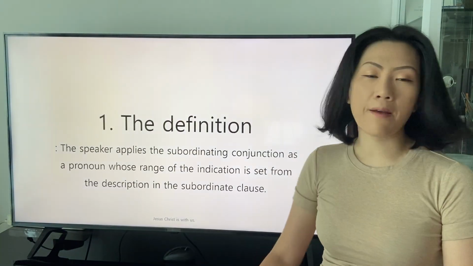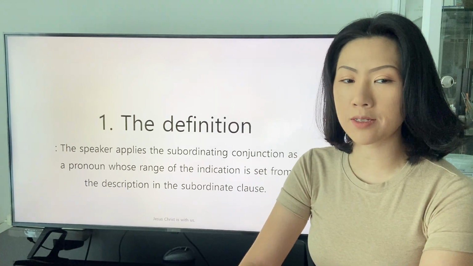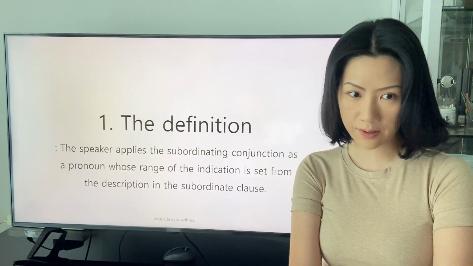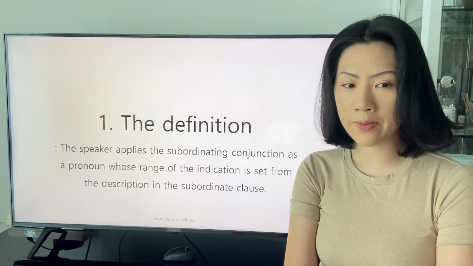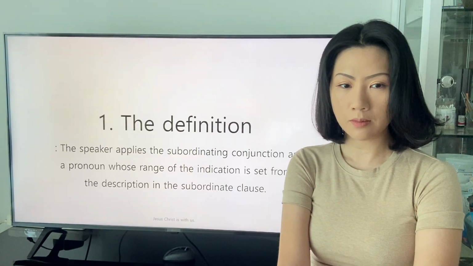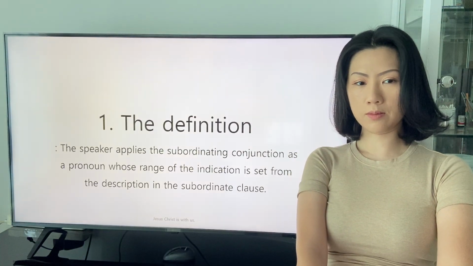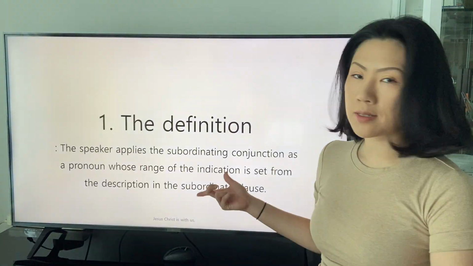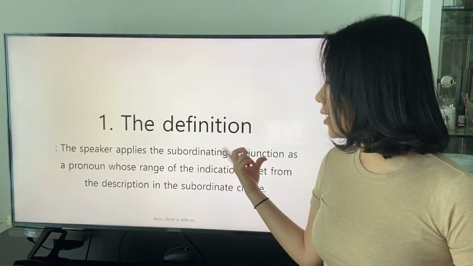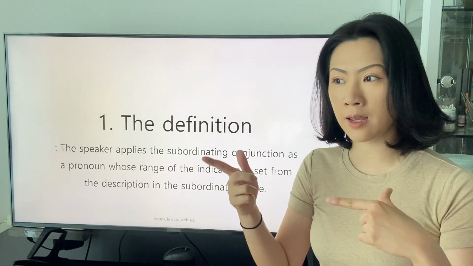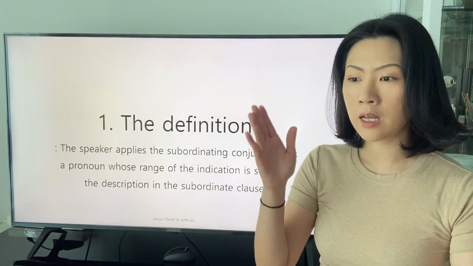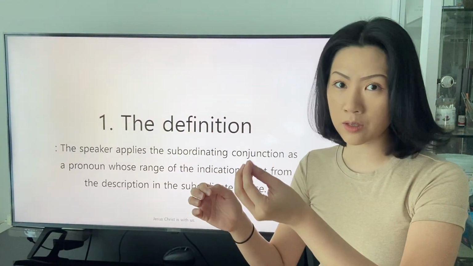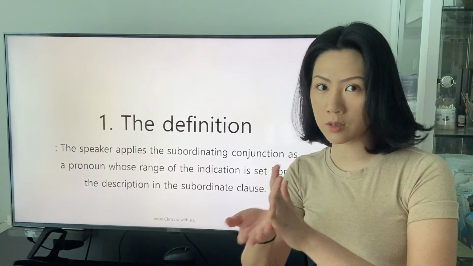Let's study from the definition. The speaker applies the subordinating conjunction as a pronoun whose range of the indication is set from the description in the subordinate clause. This means that the subordinating conjunction that indicates the same subject or object stated in the main clause is applied as a subject or an object in the subordinate clause.